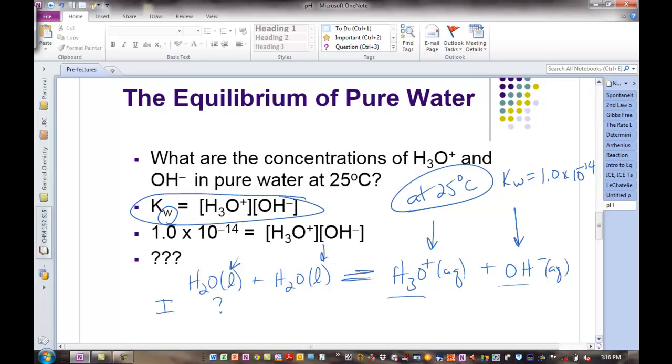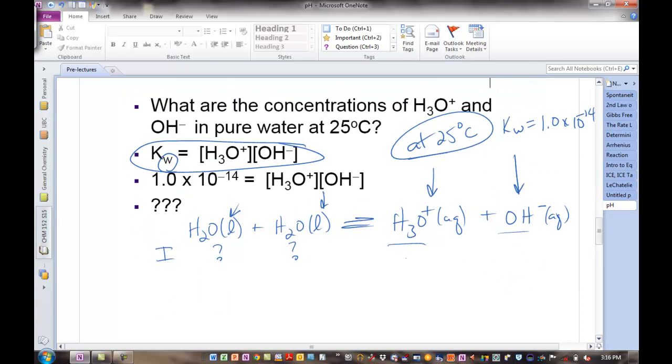So I'm just going to put question marks here. Doesn't really matter how much water we start with as long as we have water present. The amount, its concentration, doesn't really change. Initially, we would assume our products are both zero. We will produce a tiny amount of product. Coefficients are all 1. That's kind of nice.